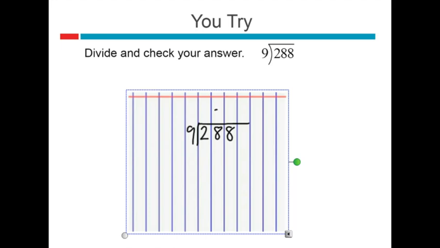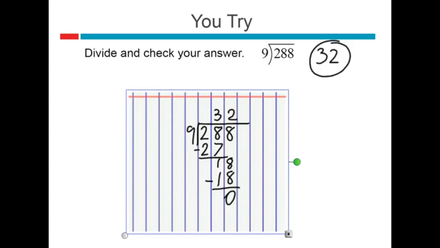So 9 times 3 I know is 27. So 28 divided by 9 is 27 with a remainder. We get a remainder of 1. 28 minus 27 is 1. I'll bring down the 8 ones. And 18 divided by 9 is 2. So 9 times 2 is 18. We subtract 18 and we get 0. So the quotient is 32.